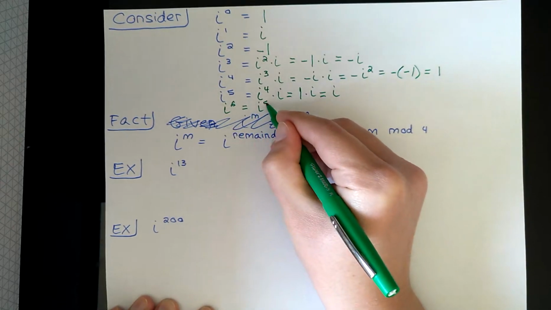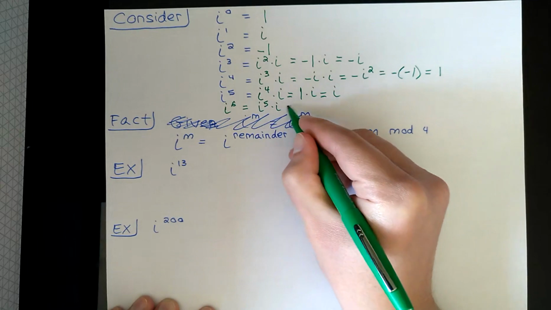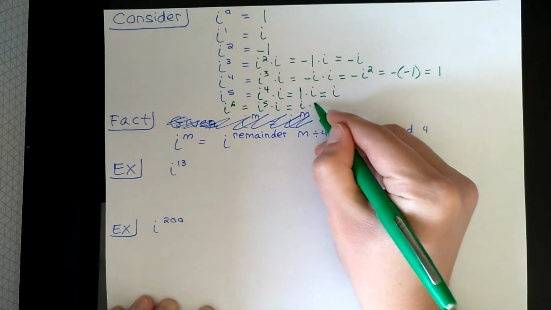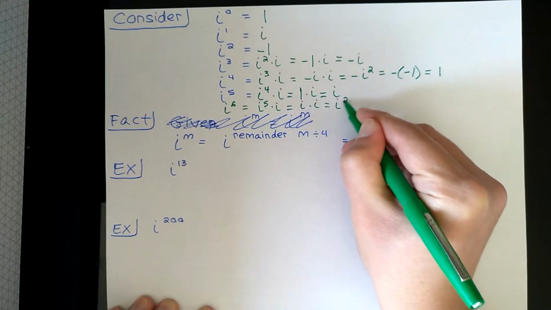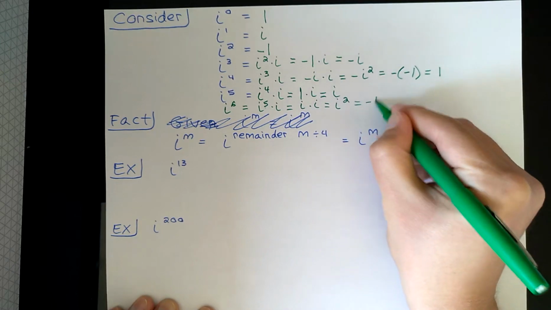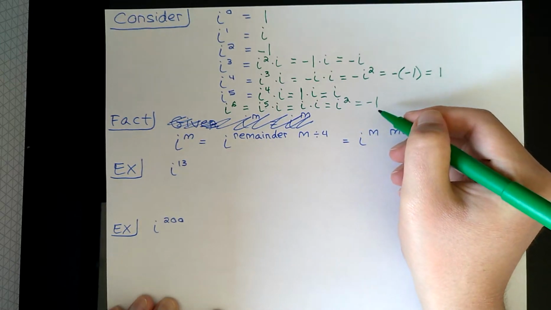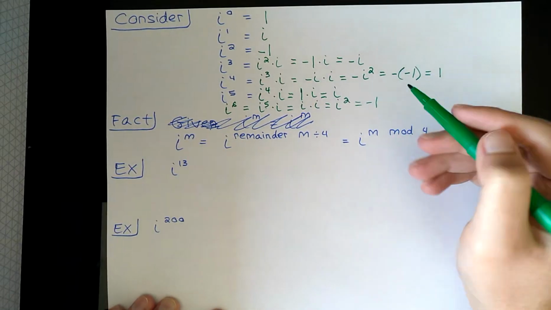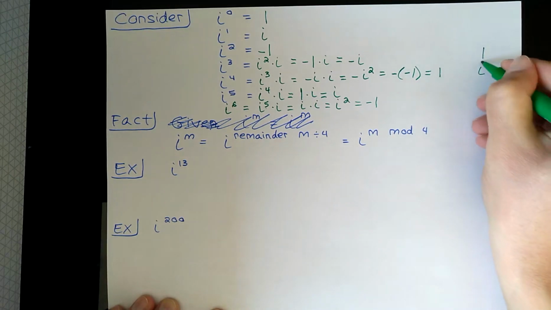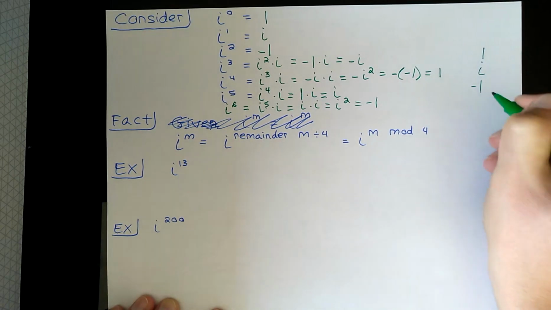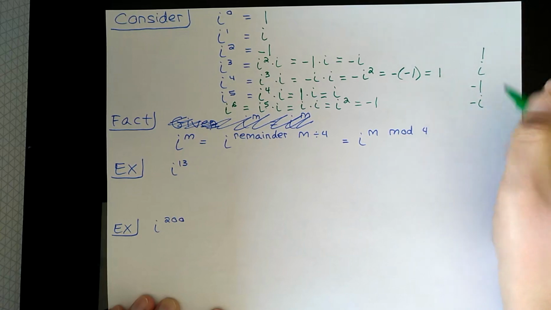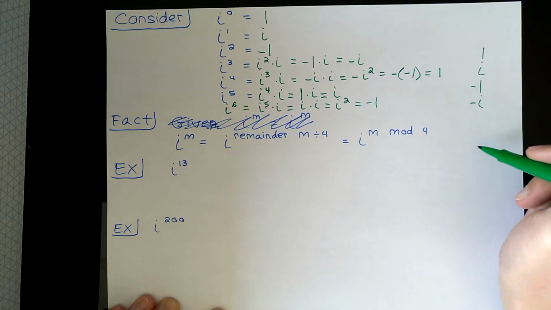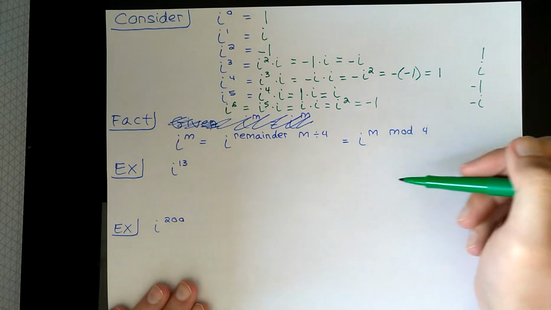So i to the sixth, just to show it very quickly, is now i to the fifth times i. We said i to the fifth is just i, so we get i times i, which is i squared, which we've said before is -1. We are repeating the same 4 values over and over again: 1, i, -1, -i. And then it just repeats again. It'll just go on forever and ever.